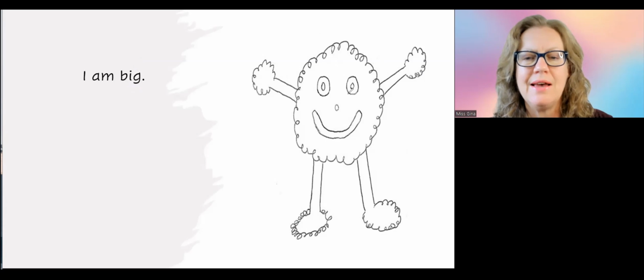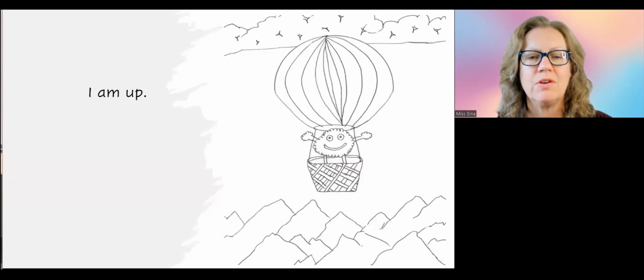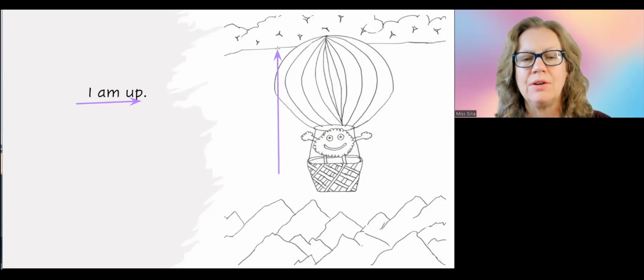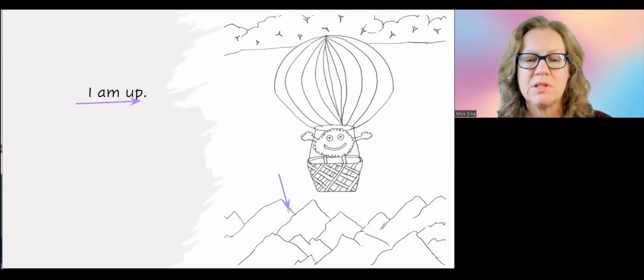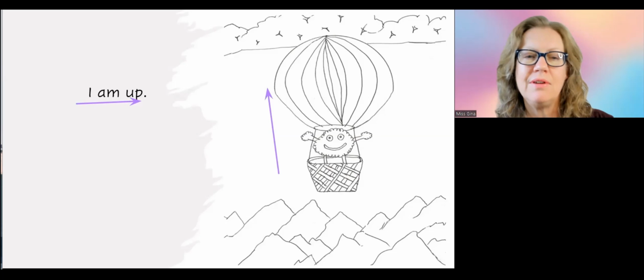Well, let's see what's next. What is he going to do next? All right. I am, look, they're up in the sky in that balloon. Those are clouds right there. This is a hot air balloon. This right here, I hope you color it on your page. And these are mountains, so he's up in the sky. All right. Okay, let's see what is going on next.